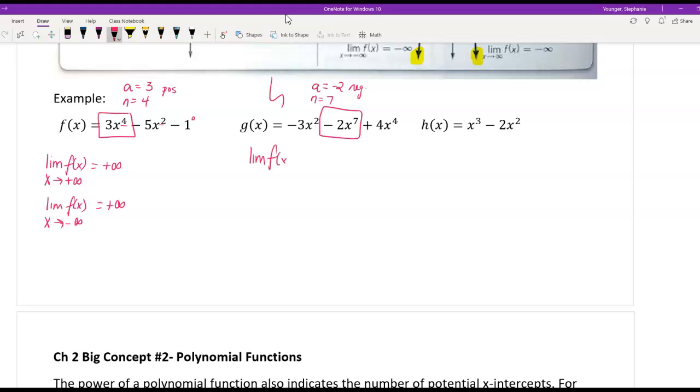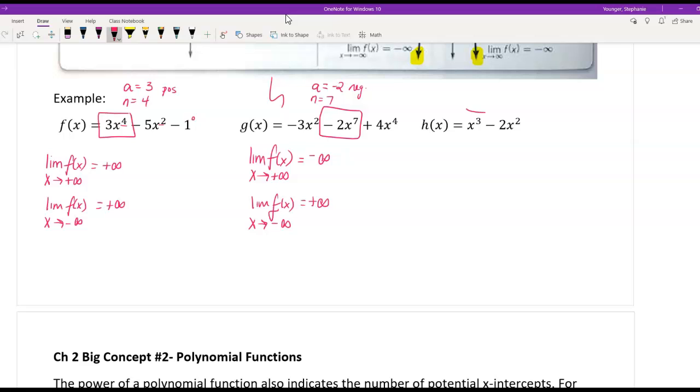So that says the limit of f of x as x approaches positive infinity equals negative infinity, and the limit of f of x as x approaches negative infinity is positive infinity. You have to commit these shapes to memory. You need to know what a cubic looks like. You need to know what it looks like if it's reflected across the y-axis. You need to know what a quadratic looks like. You need to know what it looks like if it's reflected across the x-axis.